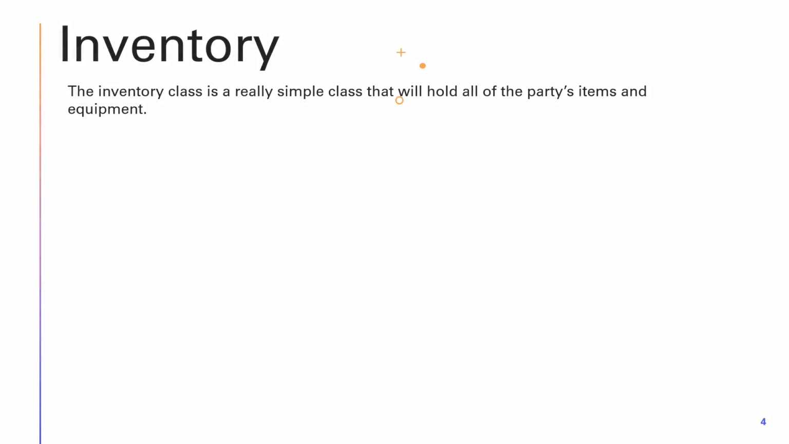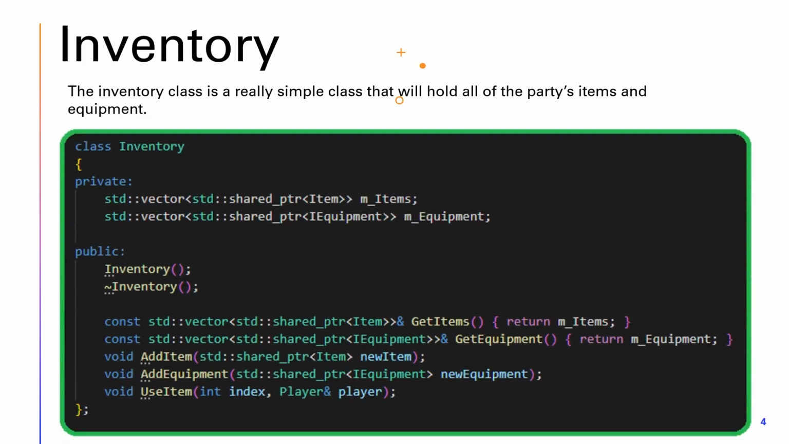So let's talk about the inventory. The inventory itself is a very easy class for us. All the inventory does is hold on to items for the player or the party. The party will hold the inventory and each player will have a reference to that inventory. Here's a little idea of what it could look like. The inventory class is going to have items and equipment. If you see here, it'll just have a vector of shared pointers of items.